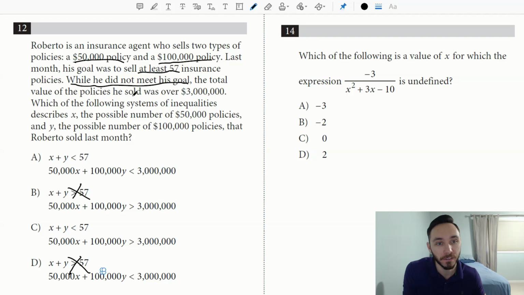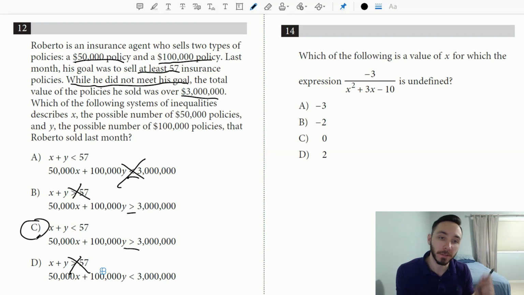The total value of the policies he sold was over 3 million. Okay, so I know that that's this value here. Which of the following systems of inequalities describe that? Okay, so the possible number, X, has to be associated with 50,000, and Y has to be associated with 100,000. So he sold over 3 million, so it is greater than 3 million. Of my two choices here, here's my less than, here's my greater than. I can remove the less than option. And it looks like the only one without an X cut through it is this choice C for 12.